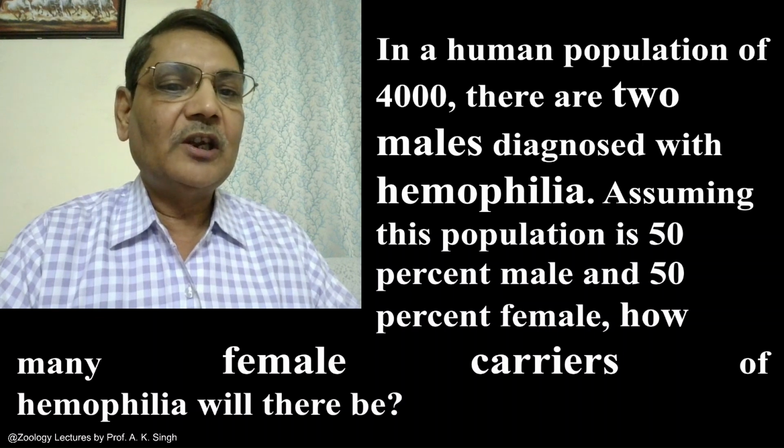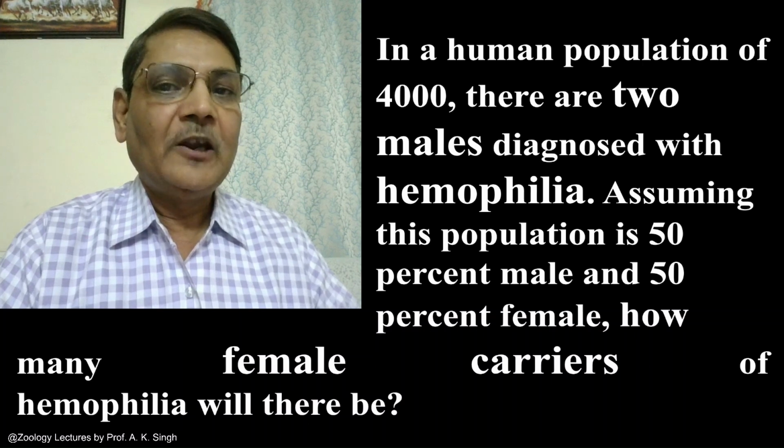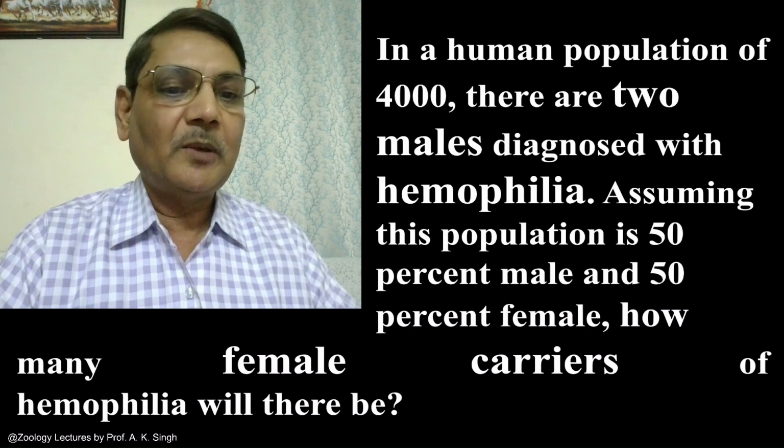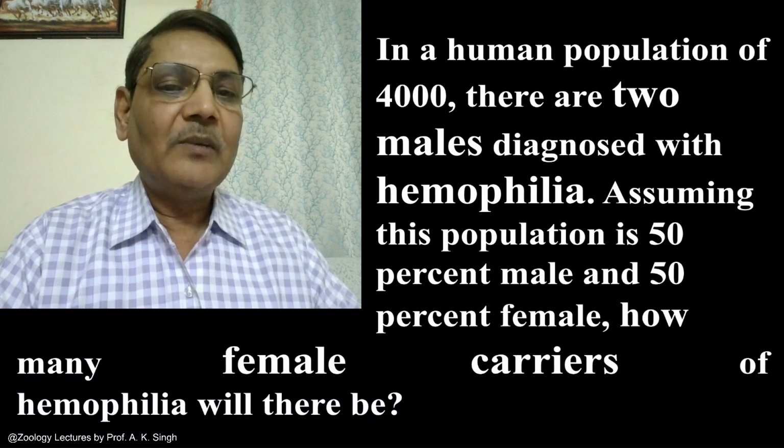Another thing is that if 50% of this population is male, it means 2,000 individuals are male and the remaining 2,000 are females. Then how many females would be carriers in these 2,000 females, that we have to calculate.